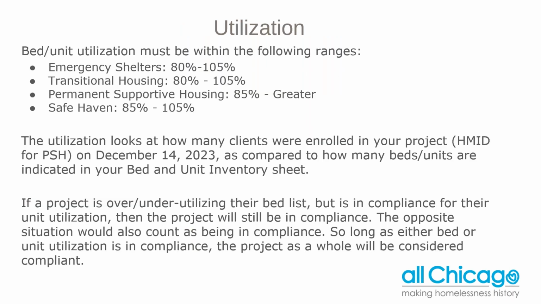Okay. So for utilization, bed and unit utilization must be within the following ranges. For emergency shelter projects, it must be between 80% and 105%. Transitional housing must be between 80% and 105%. Permanent housing, permanent supportive housing must be 85% and greater. Safe haven is 85% to 105%.